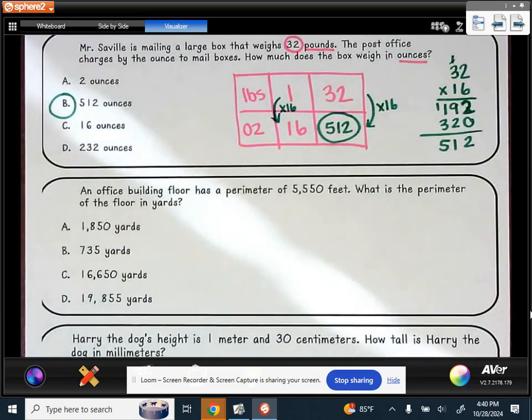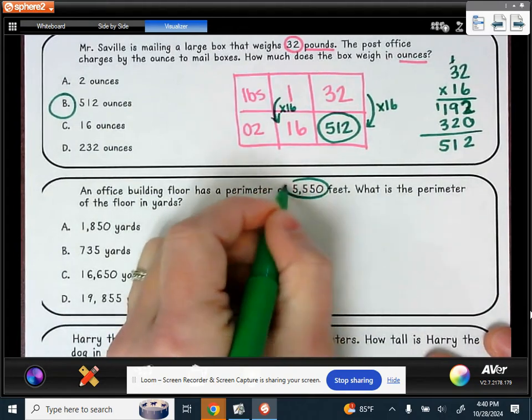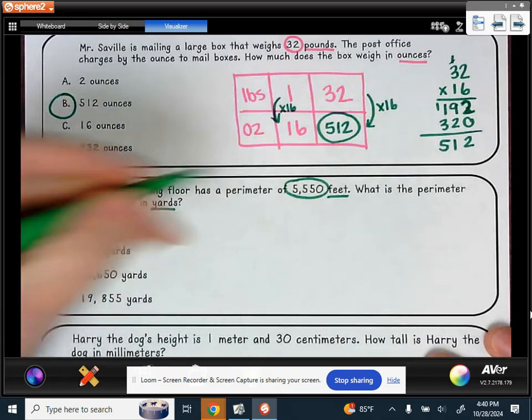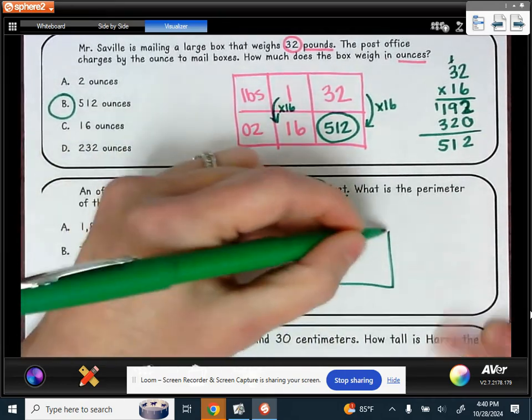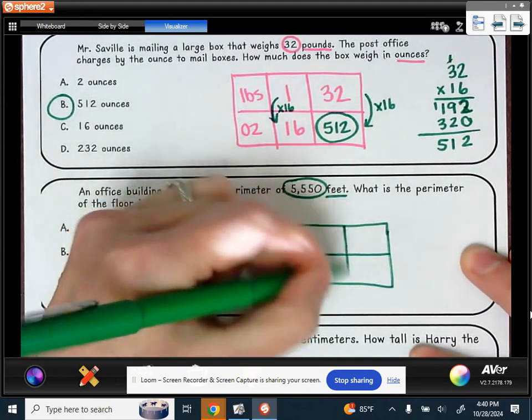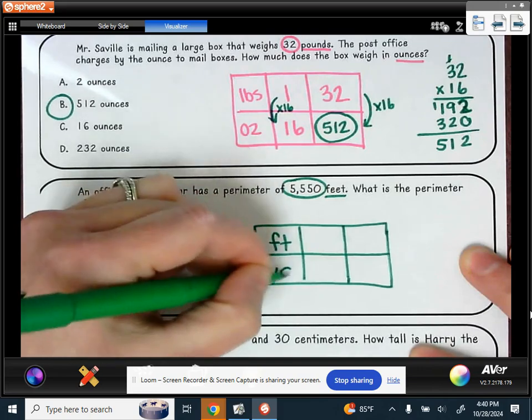The next one says an office building floor has a perimeter of 5,550 feet. What is that perimeter in yards? So it can confuse you if it's saying perimeter. Sometimes people think this is a perimeter problem, but it's not. It's telling us to go from feet to yards.